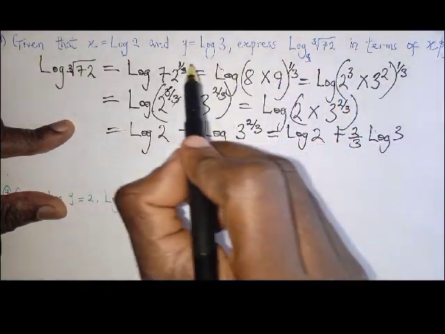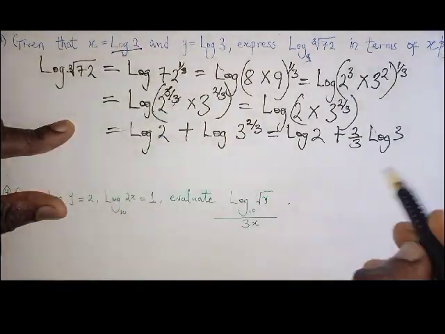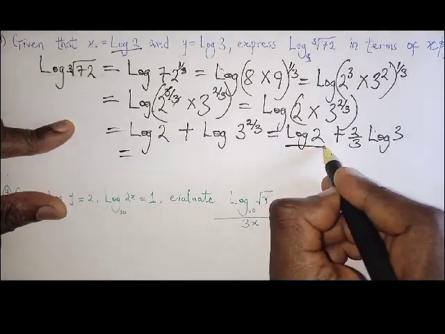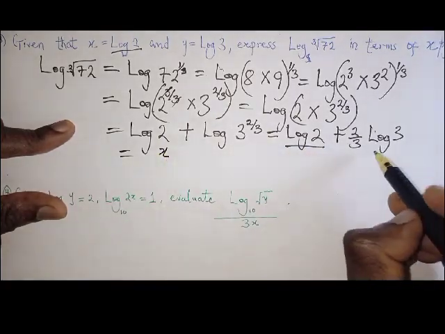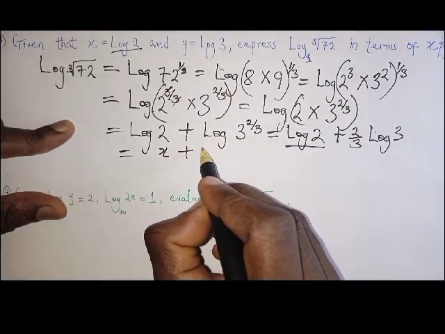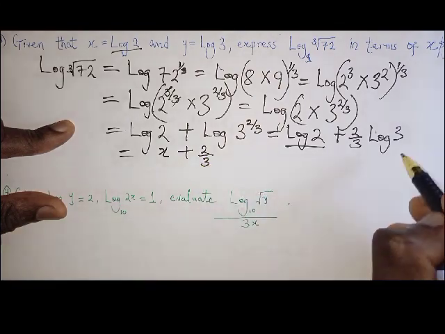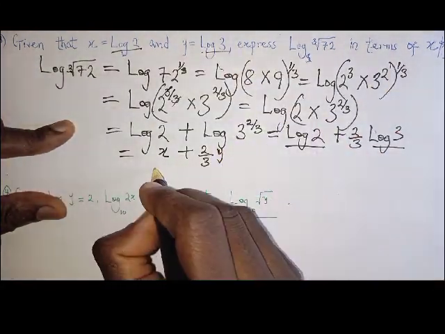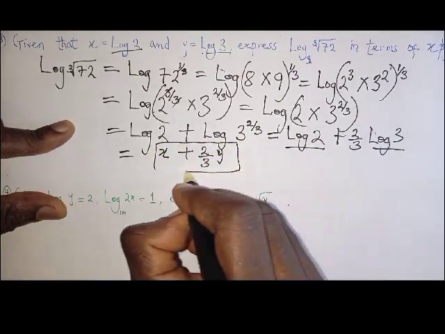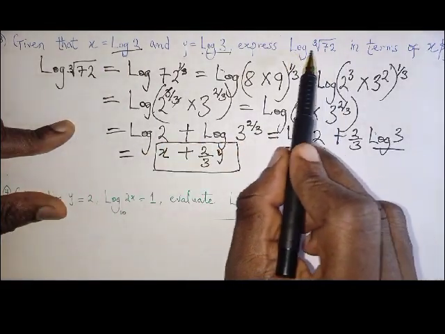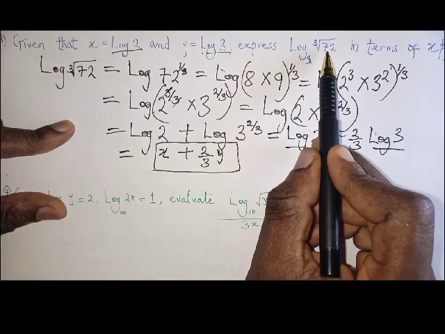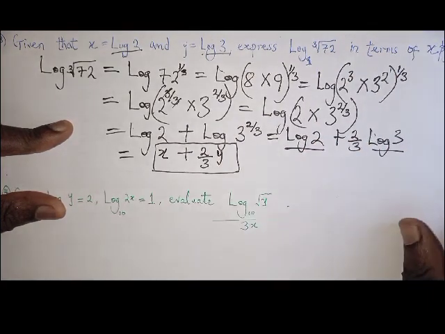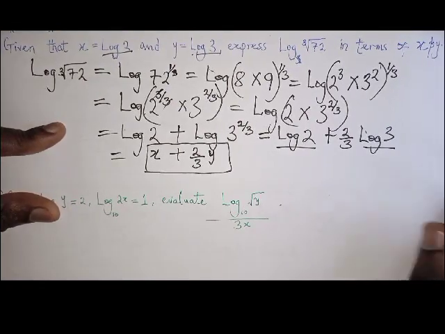Then remember we were given expressions. We said x is log 2. So that means I'm going to take this log 2 to become x, while it's going to become plus 2 over 3, while log 3 is y. So we have succeeded in expressing log the cube root of 72 in terms of x and y according to the question.